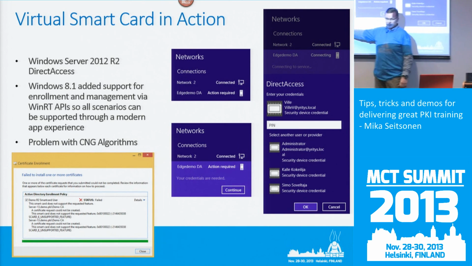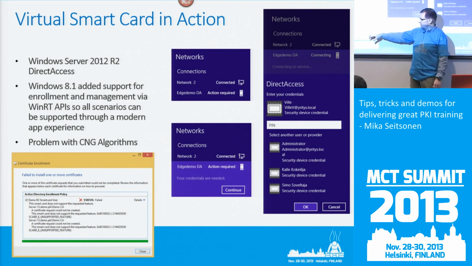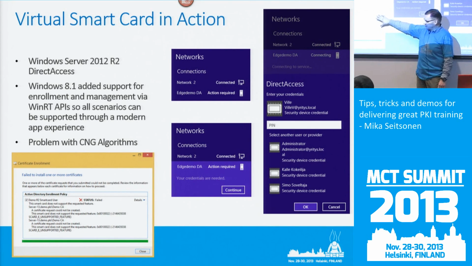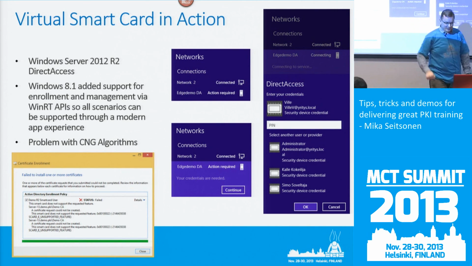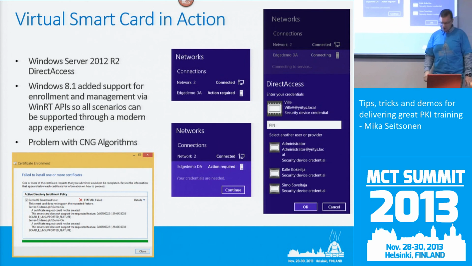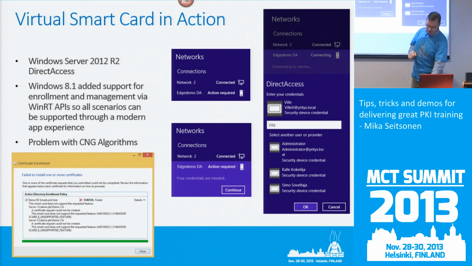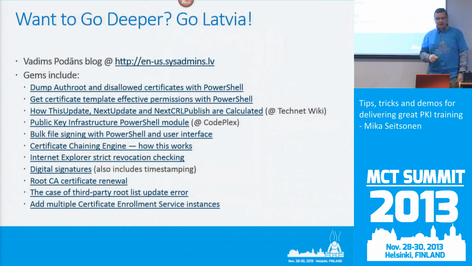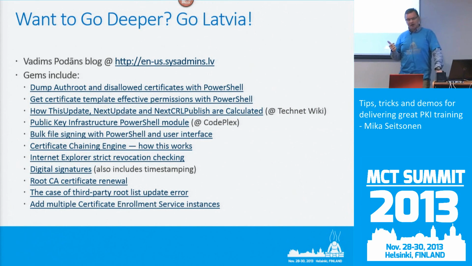For this presentation, I created that 2012 PKI infrastructure so that it's very secure. It's using elliptic curve algorithms, and I also learned that I can't use those certificates on the virtual smart card. So then I had to create a new template with the legacy CSP, cryptographic service provider, and then I was able to issue and get a certificate for logon and also for DirectAccess. If this wasn't deep enough, I hope it was.